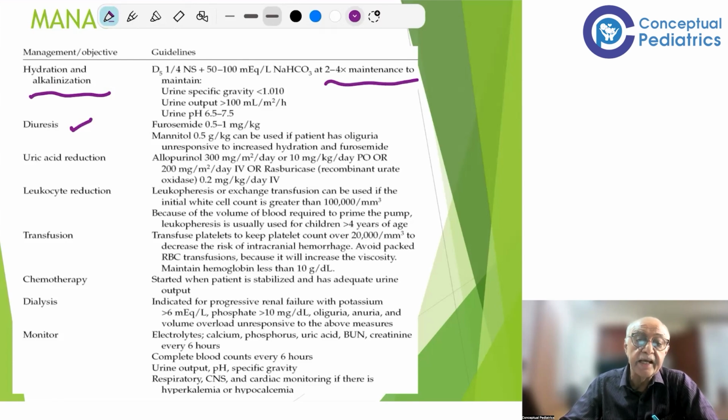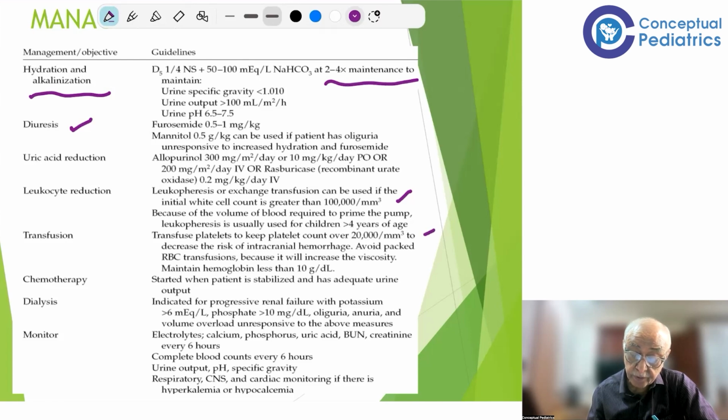Now, like in this child, the TLC was 1.1 lakh. When the counts are very high, they can cause hyperviscosity. So sometimes, if the facilities exist, you may have to go for leukapheresis, or exchange transfusion can be used if the initial white count is greater than 1 lakh. That depends on the facilities available in the center. Now, transfusion of platelets to keep the platelet count over 20,000 is very important.